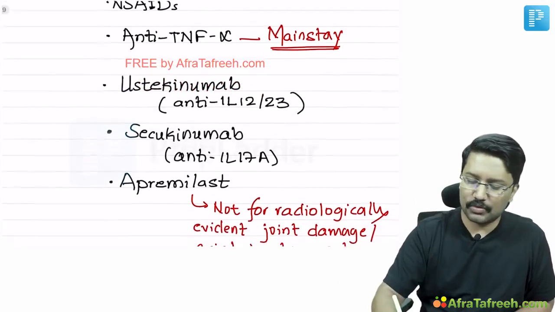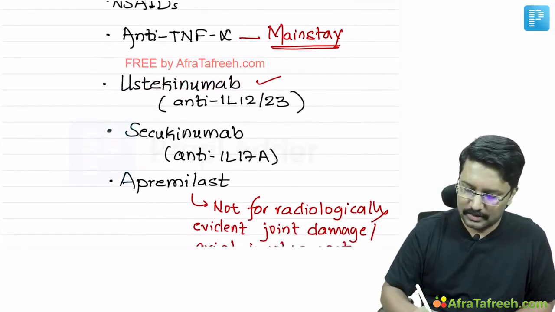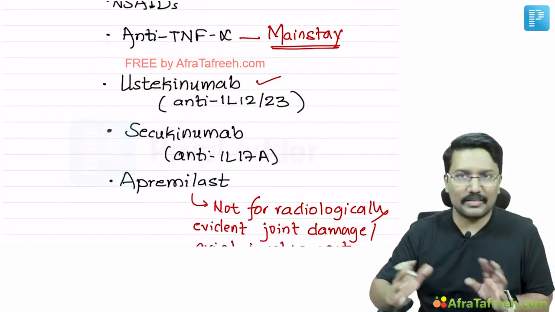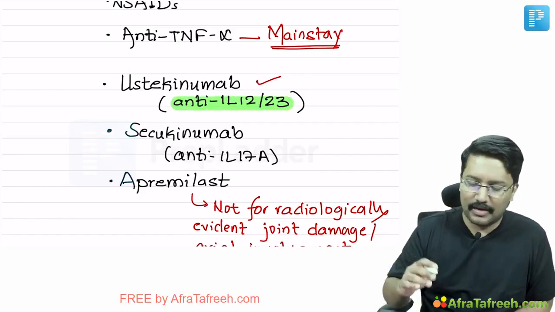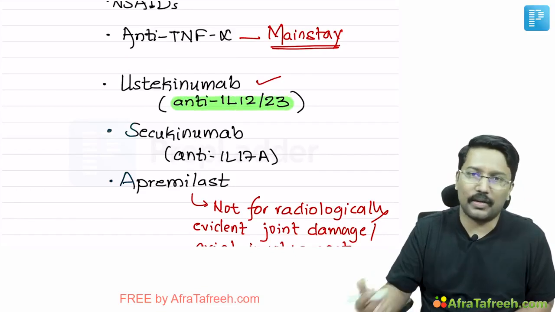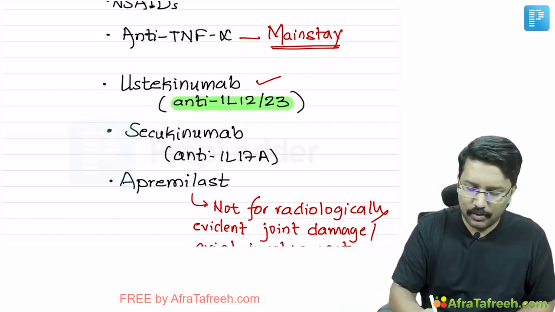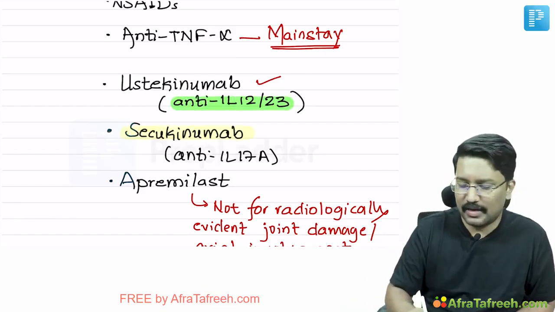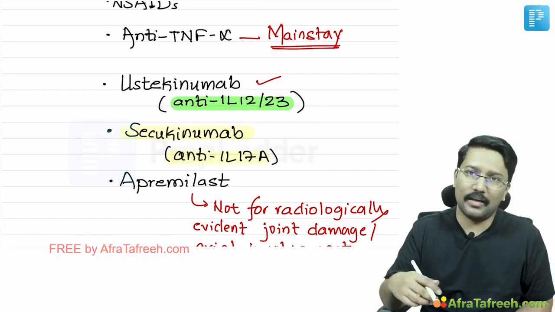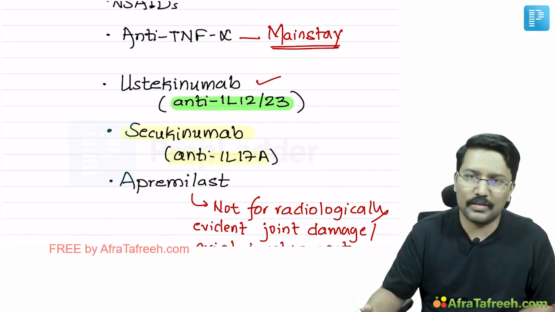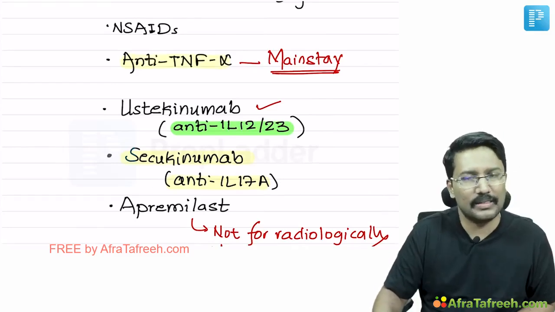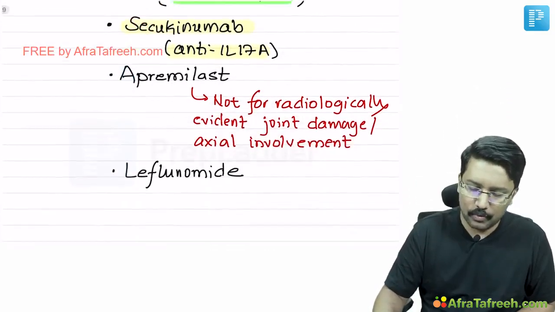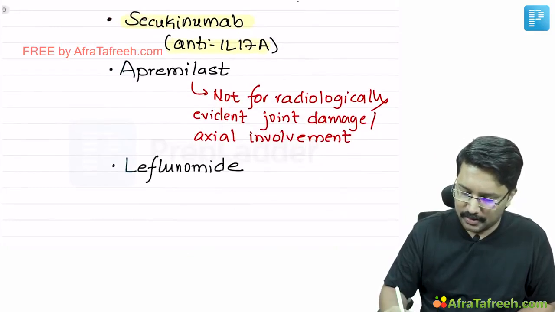In the sense, you can use ustekinumab, which is a combined interleukin 12 and 23 antagonist. It's an anti-IL-12/23 monoclonal antibody. The other monoclonal antibody is secukinumab, which is an anti-IL-17A monoclonal antibody, right? So these can be used when the anti-TNF alpha therapy has failed. There is also one more drug which is called apremilast, right?